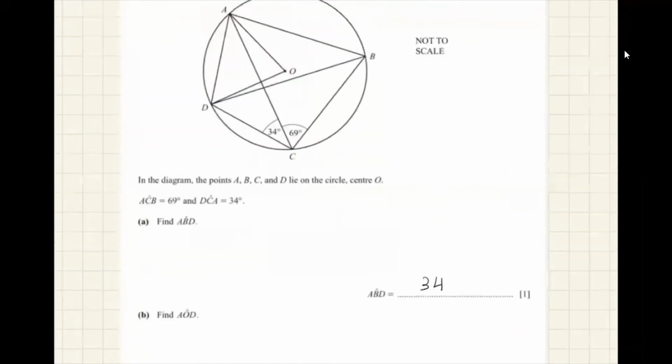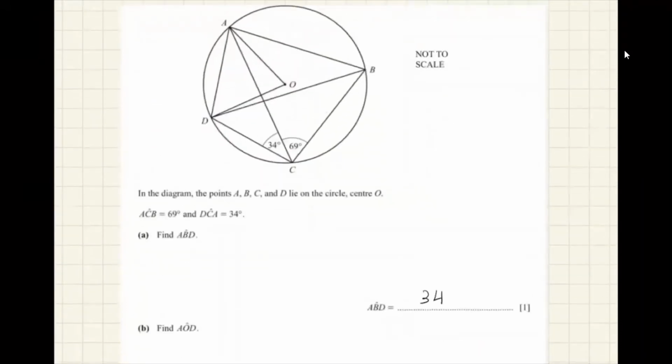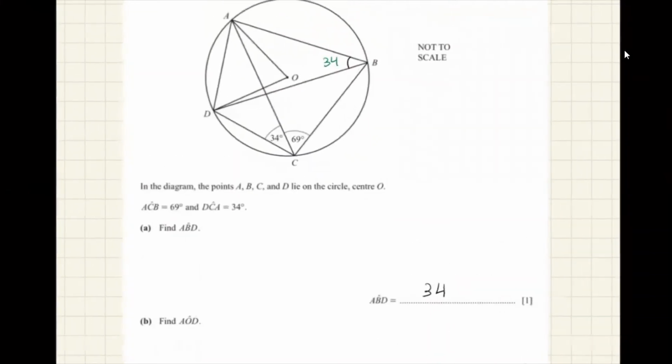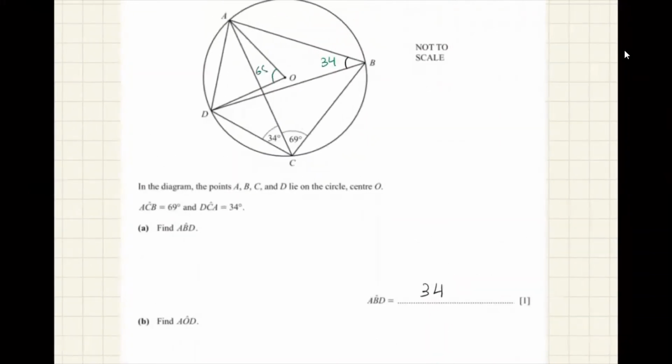Next part, AOD. Where is it? AOD. Okay, so we just found out this angle which was 34 degrees. If this is 34 degrees, this is at the circumference. What will be at the center? Angle at the center is twice the angle at the circumference. So 34 times 2 is 68 degrees. So this would be 68 degrees. I'm writing it down so that I know all the things that I've found out.